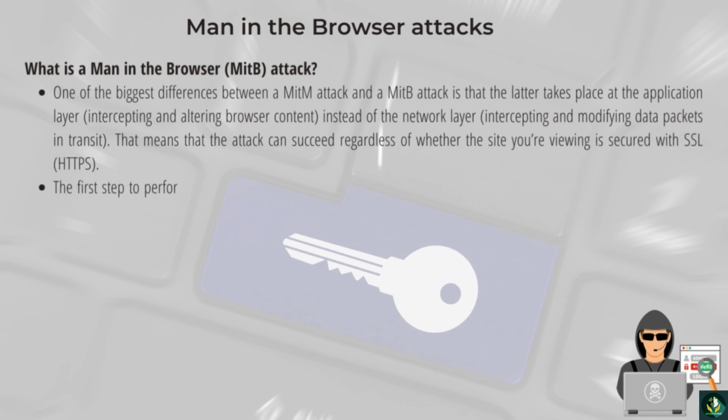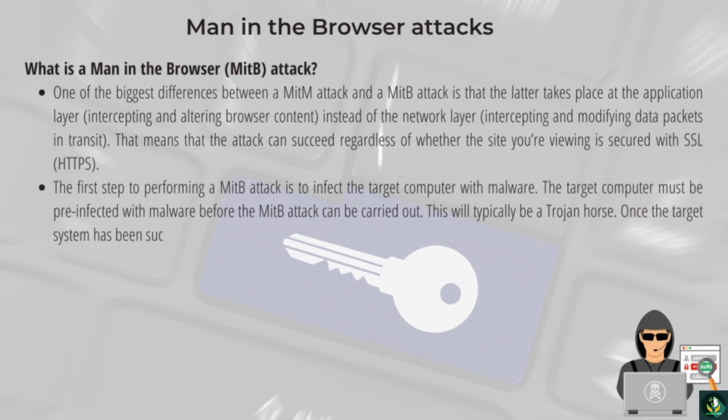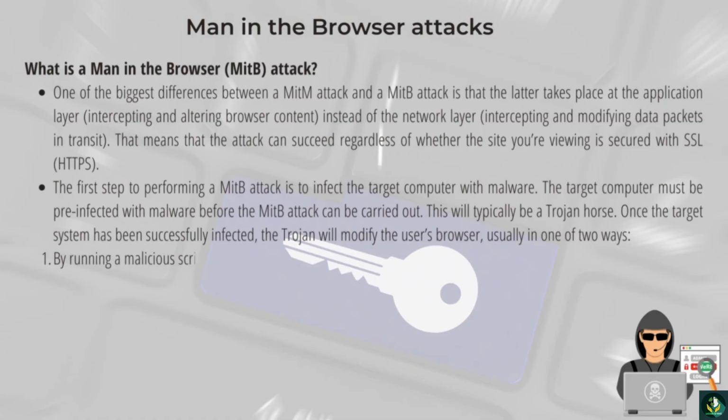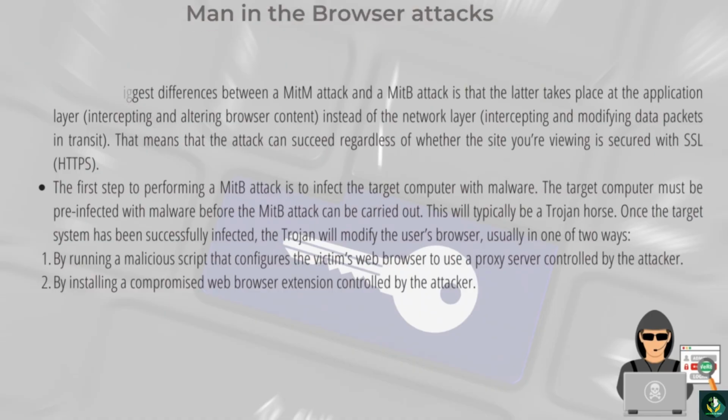First step to performing a MITB attack is to infect the target computer with malware. The target computer must be pre-infected with malware before the MITB attack can be carried out. This will typically be a Trojan horse. Once the target system has been successfully infected, the Trojan will modify the user's browser, usually in one of two ways. By running a malicious script that configures the victim's web browser to use a proxy server controlled by the attacker. By installing a compromised web browser extension controlled by the attacker.